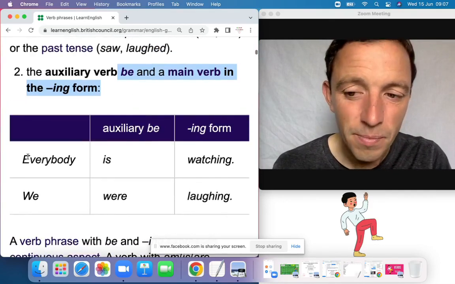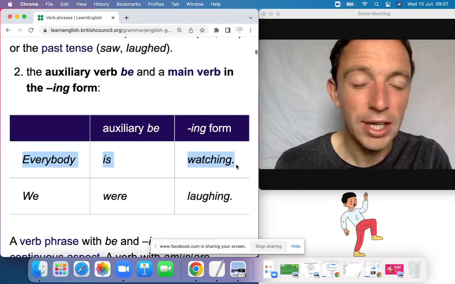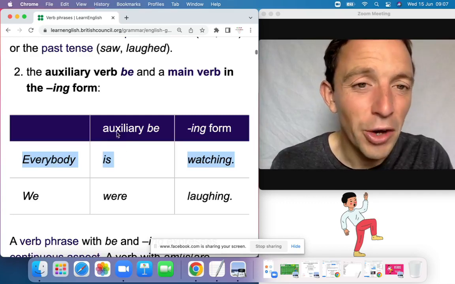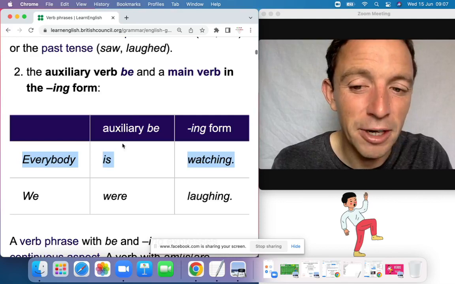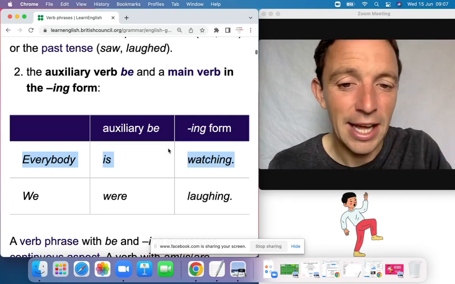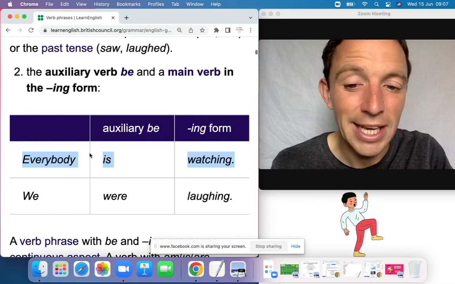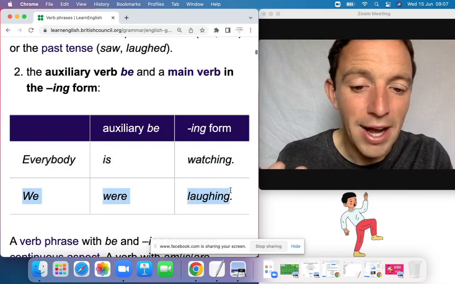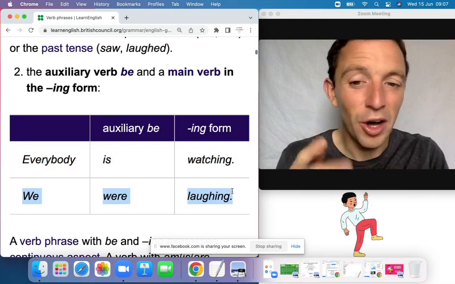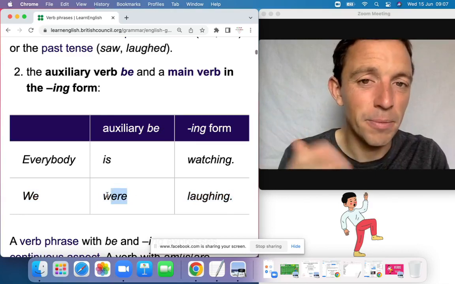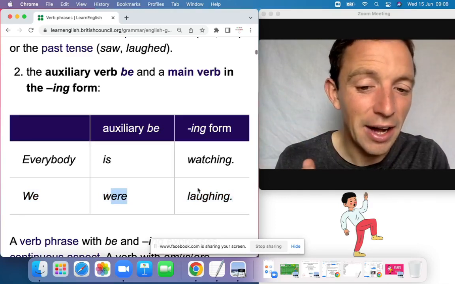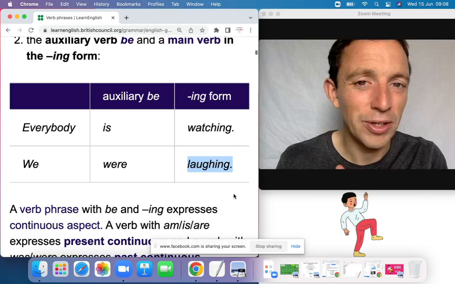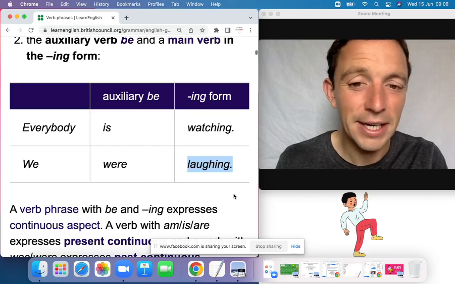For example, everybody is watching. Subject, everybody. Subject of the sentence. Subject, pronoun, everybody. Auxiliary, basically extra, auxiliary verb to be in the present is, and the ing or the gerund is watching. This is the present continuous. Second example, we were laughing. Subject we, auxiliary, extra, verb to be. In the past, we were, and the ing form, laughing. We were laughing. Okay, so that is important, and that's a typical structure that we have in English.